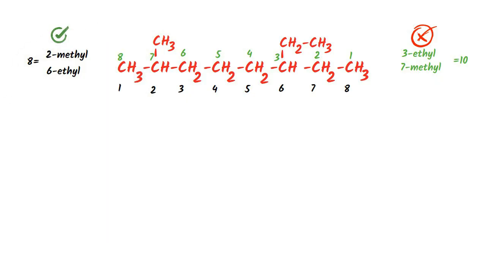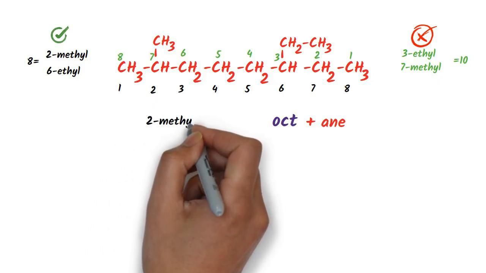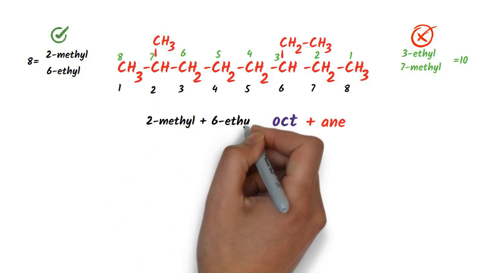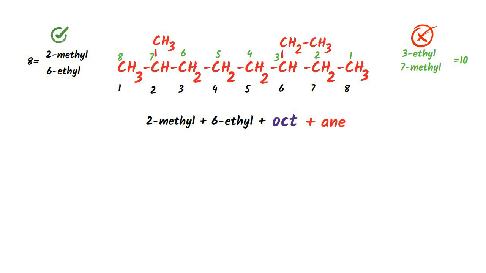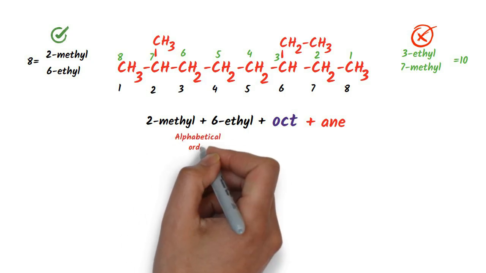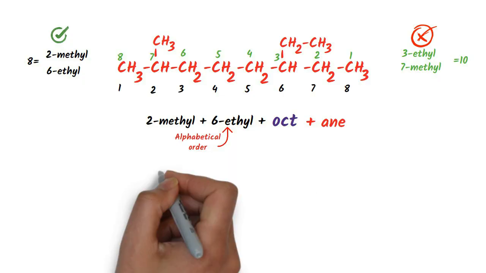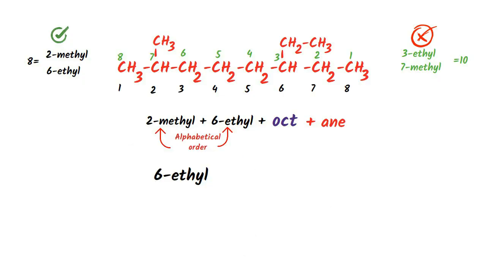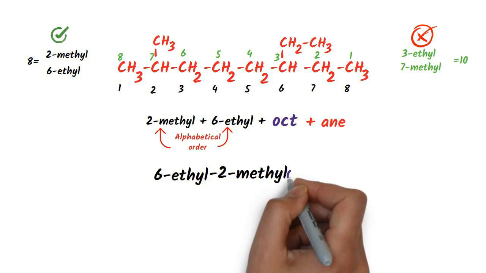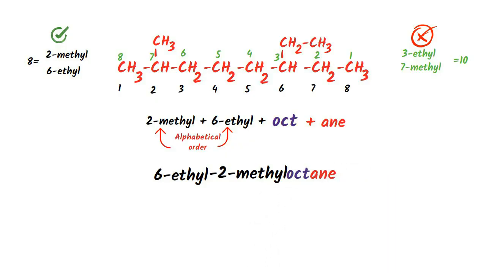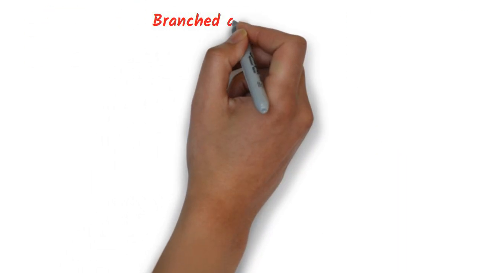For an 8-carbon parent chain, the root word is oct. The suffix is ane, because all carbons are only single bonded. Now we have a methyl group at C2 and an ethyl group at C6. Here is an important point. When writing the prefixes for substituents, we write in alphabetical order. Here ethyl will beat methyl in alphabetical order. So we write 6-ethyl-2-methyloctane.